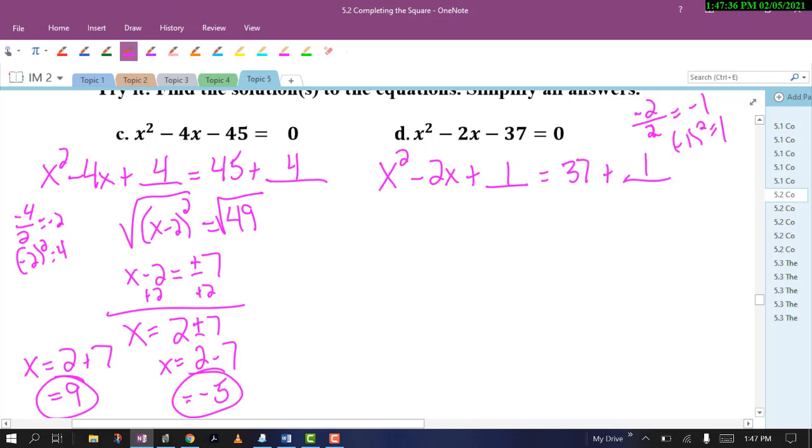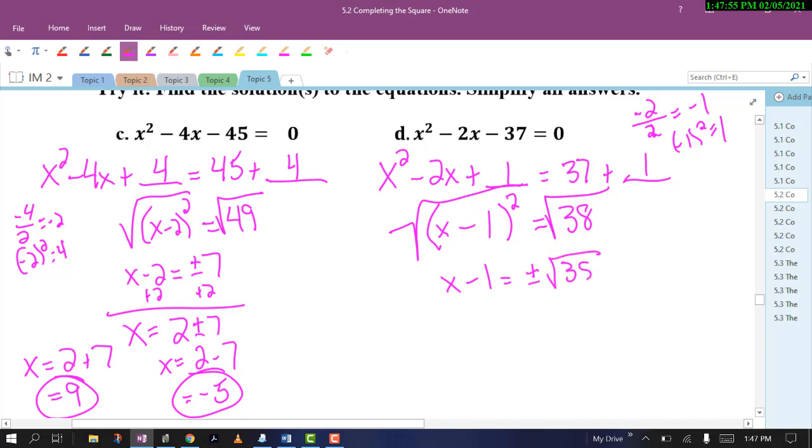So when we factor x squared minus 2x plus 1, we want two numbers that multiply to 1 and add up to negative 2, so that would be negative 1 and negative 1, or (x minus 1) squared, equals 38. Then we'll square root them. x minus 1 equals plus or minus square root of 38.